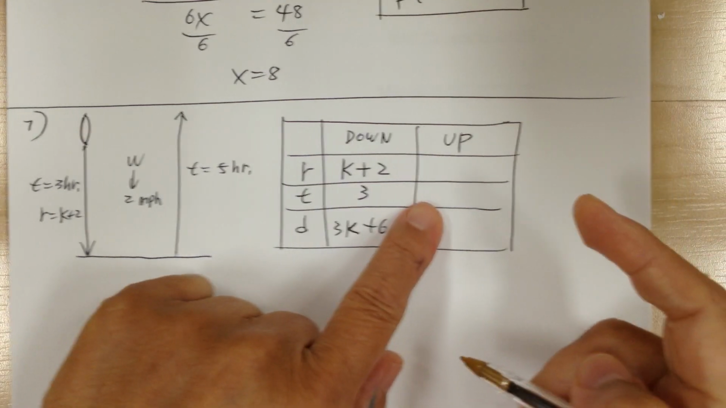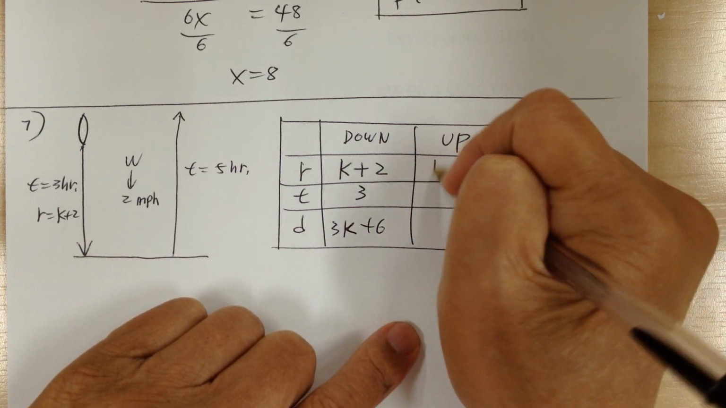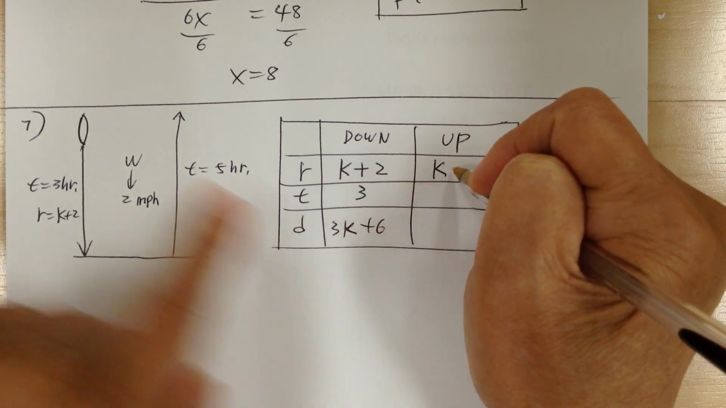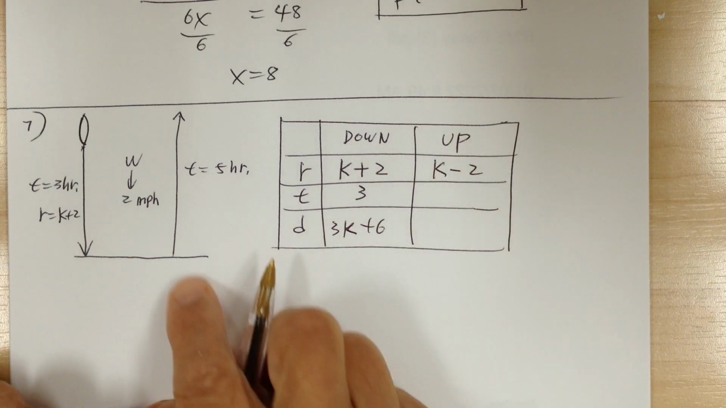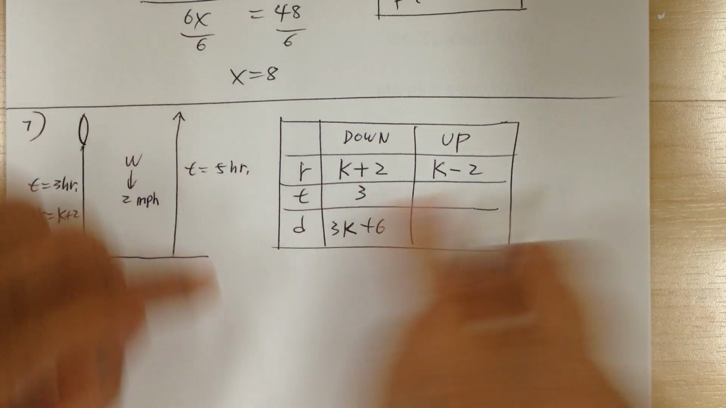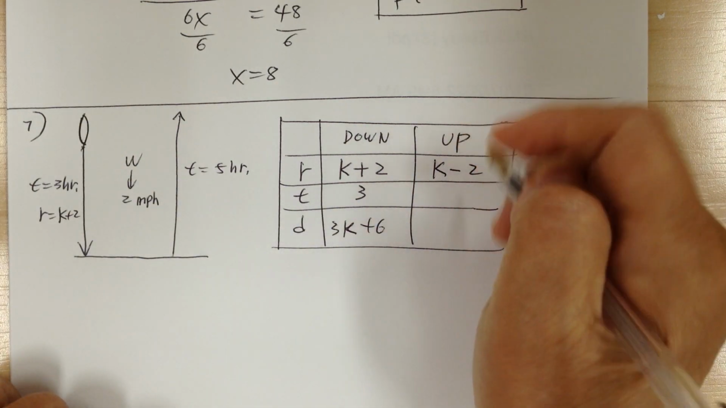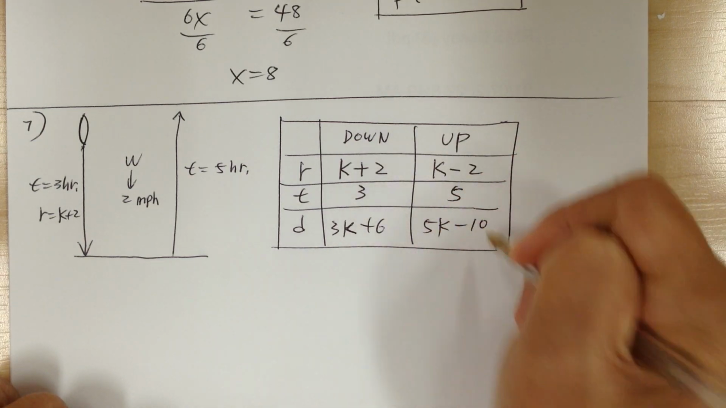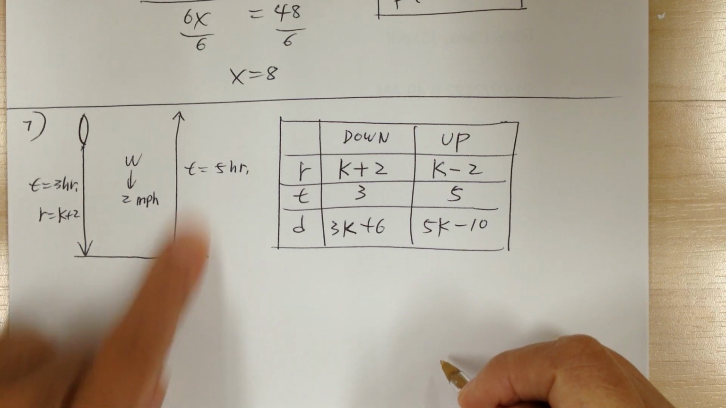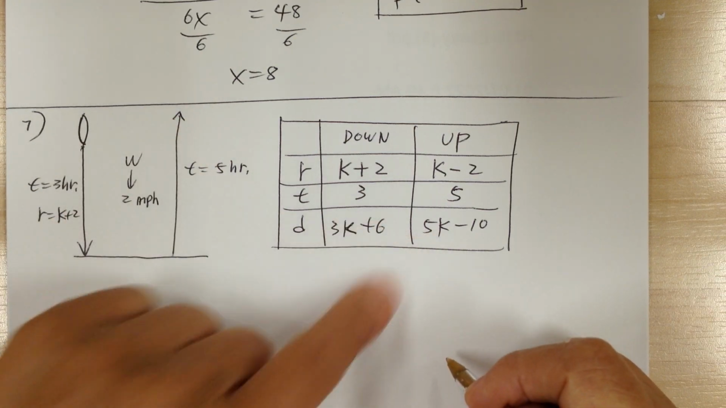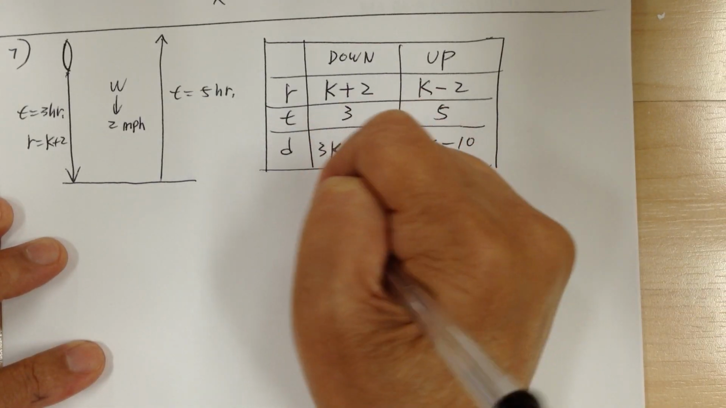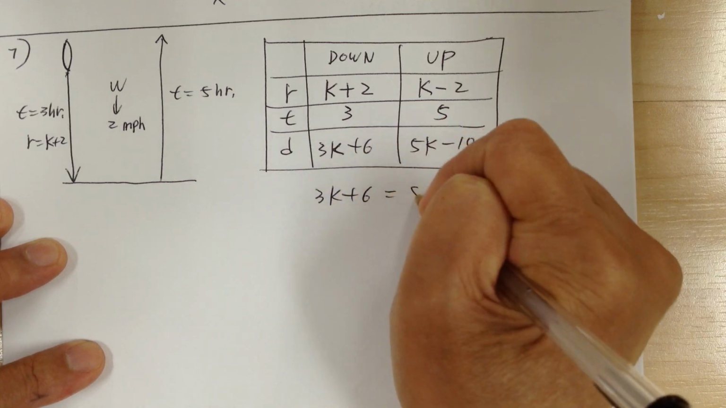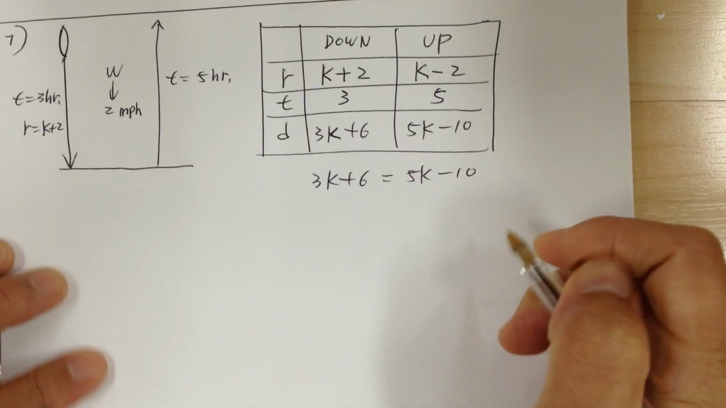Now when the kayak is going upstream, the kayak is going up, but the water is pushing it down, so it'd be minus 2. Again, when you're going upstream, the water is pushing it back, so that's why you have the minus 2. And the time is 5 hours, so this would be 5K minus 10. When you're going down and going up to the same place, the distance will be equal. So you got 3K plus 6 equal to 5K minus 10.